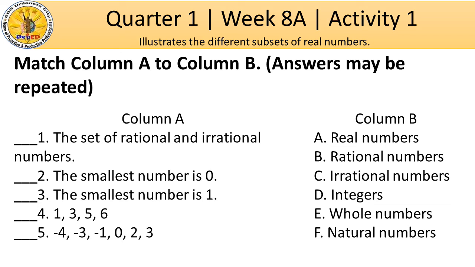In column B, we have the following choices. Letter A, real numbers. Letter B, rational numbers. Letter C, irrational numbers. Letter D, integers. Letter E, whole numbers. And letter F, natural numbers. You can pause this video to answer this activity.